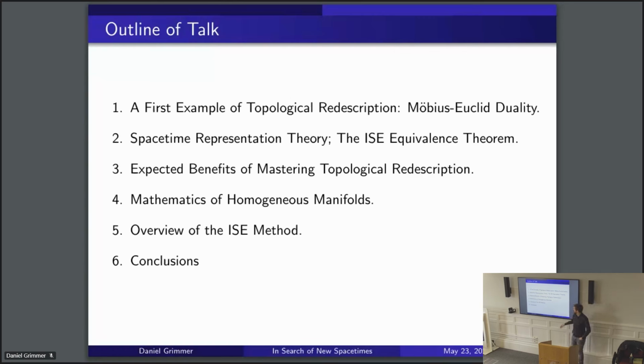So we'll have that theorem stated, but then why should we care about topological redescriptions? In the middle, I'll talk about what the benefits are of mastering our capacity for topological redescription. Then we'll get into some heavy mathematics about homogeneous manifolds. Then we'll review this ISE method and sum up with some conclusions. So it's a lot of content to get through, but let's just jump right into it.